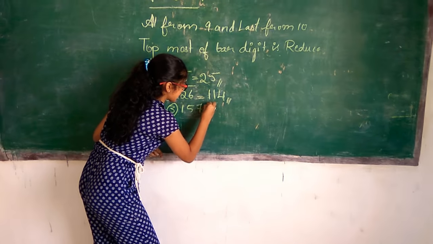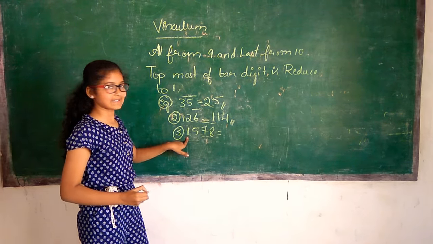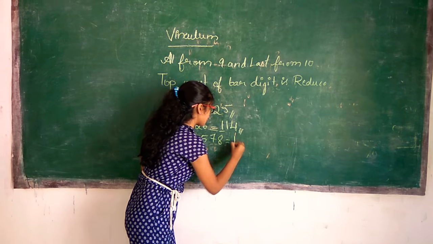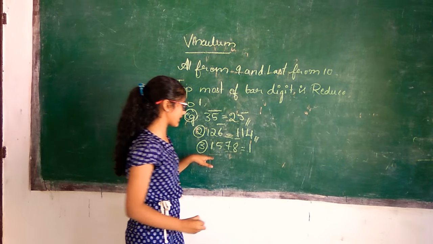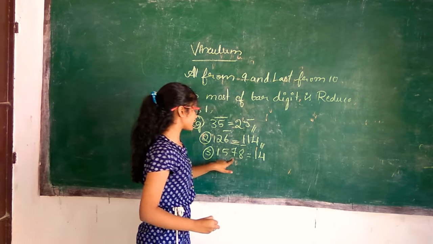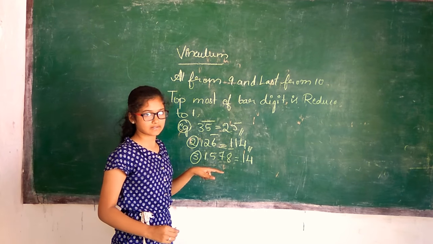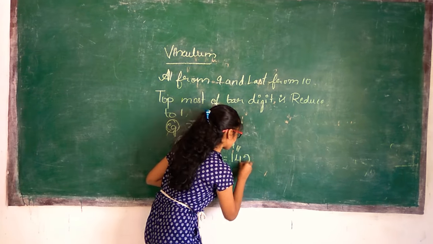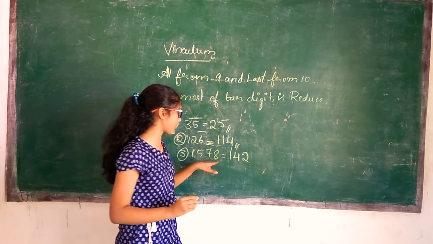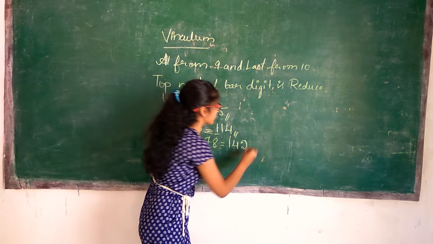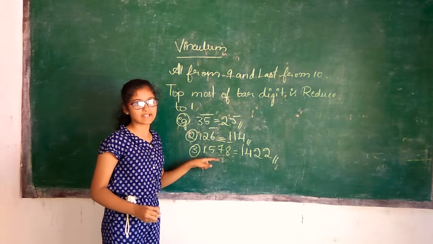1, 5, 7, 8 is another example. And 1 is written as it is. And 5 is the topmost of the bar digit, so we reduce it to 1, 4. And 7 is the bar digit, and we subtract it from 9. 9 minus 7 equals 2. And 8 is the last digit and bar digit, so we subtract from 10. 10 minus 8 equals 2. 1, 4, 2, 2 is the simplest form of 1, 5, 7, 8.